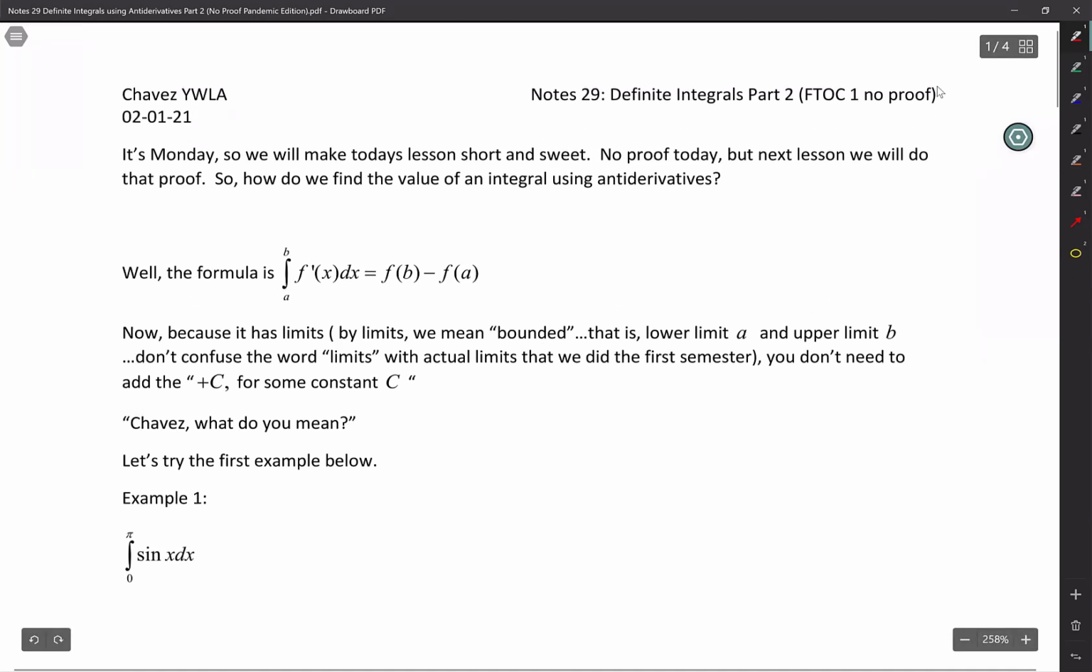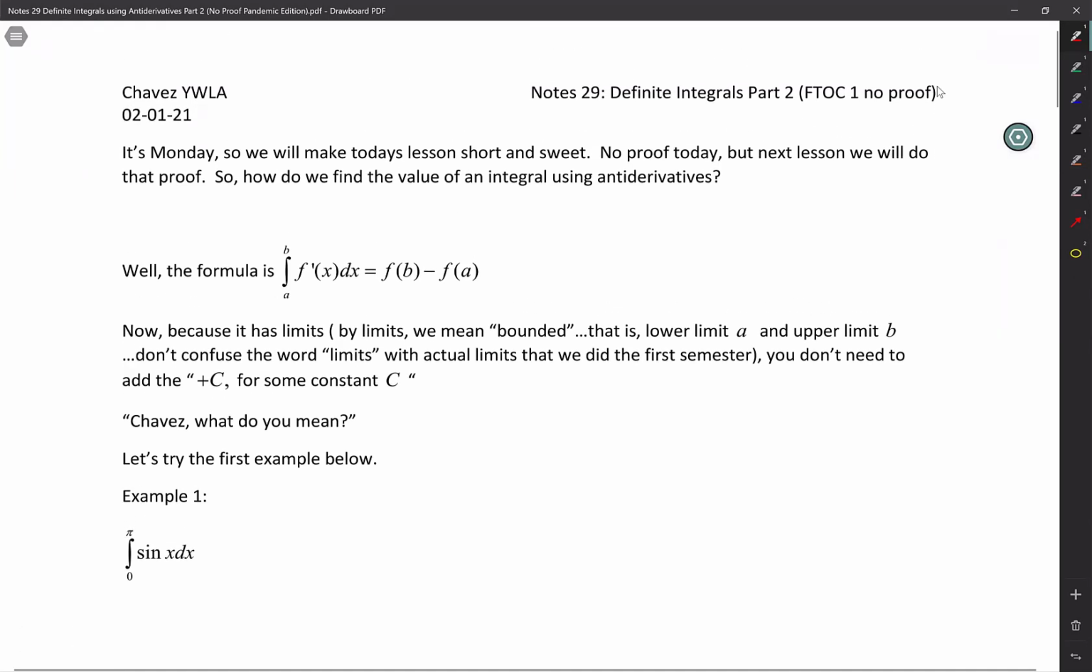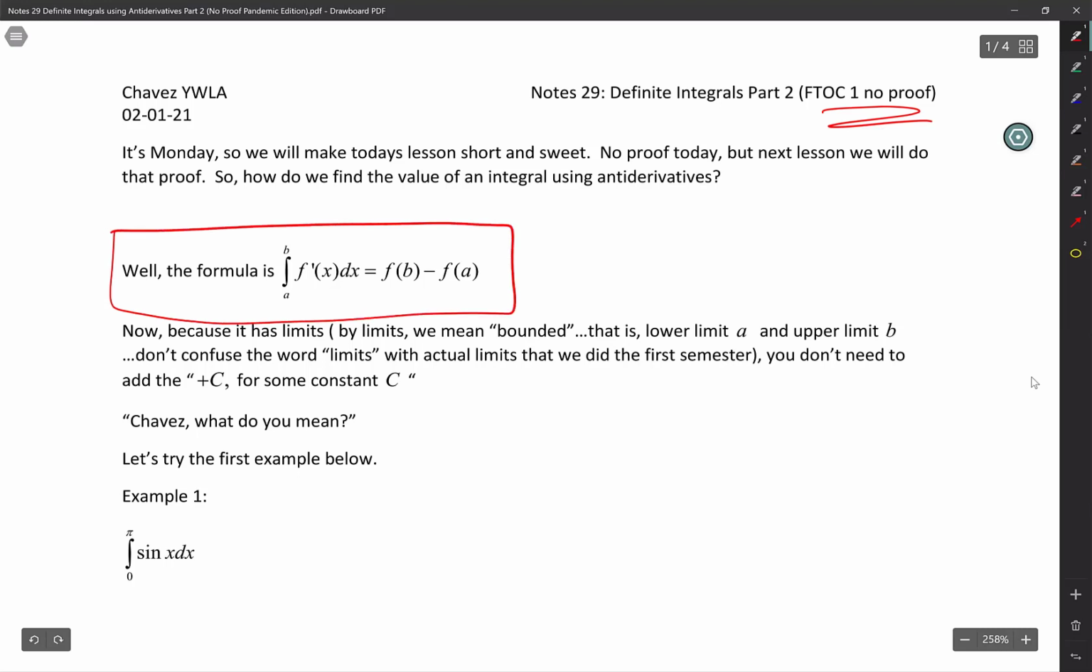So today we're going to do notes 29, definite integrals part 2. Notice that we are not going to do the proof. Some of you might be bothered, like why this works. We are going to do the proof tomorrow. Today is Monday, and tomorrow will be a better day for the proof day. I think today is just a better day to see what the proof is and get it out of the way. So in essence, this is what we're going to be doing today, but we're going to do the proof of why this works tomorrow. And we kind of already talked about it.